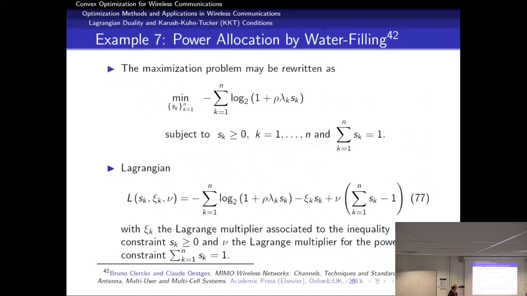But the one I want to spend a bit more time on is this water filling. So this is already a solution that you're aware of. We have seen this already. It's very common in communication. And so let's write this problem again. So I have a sum of rate, where the lambda_k here, in the MIMO case, would be the eigenvalues of this channel matrix, and s_k would be the power allocation that I allocate to these k eigenvalues, right?